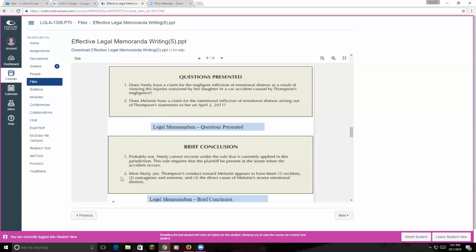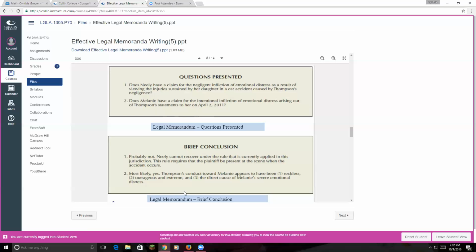Does Melanie have a claim for the intentional infliction of emotional distress arising out of Thompson's statement to her on April 2nd, 2011? Most likely, yes. Again, this is a good answer. It takes a stance. Thompson's conduct toward Melanie appears to have been reckless, outrageous, and extreme, and the direct cause of Melanie's severe emotional distress. Again, we're not told what his conduct was, what he actually said. So again, I'm not overly impressed by this conclusion. If we had included what the statement was up here in our question, though, then this brief answer might be a very effective one.